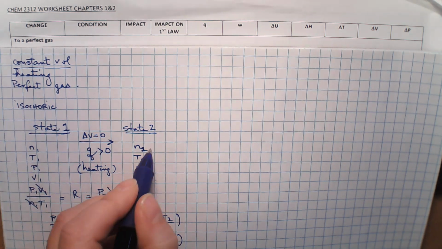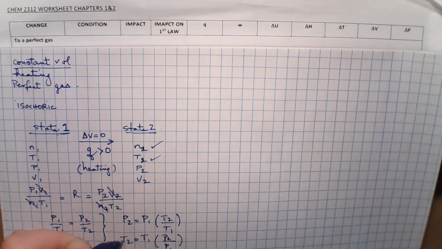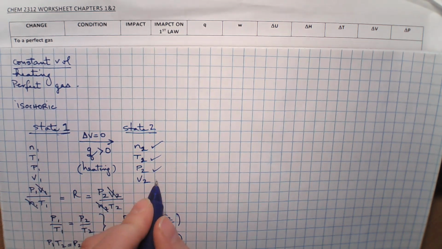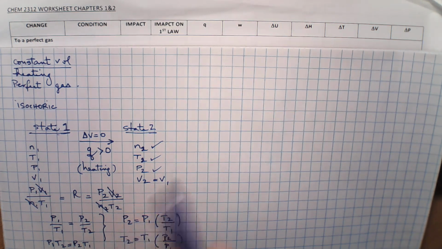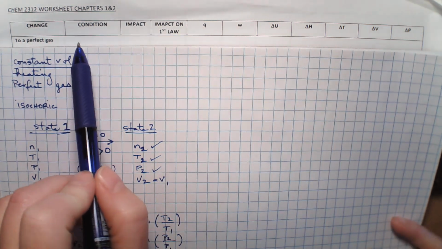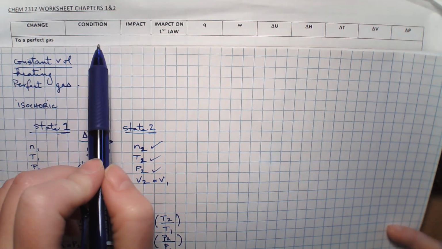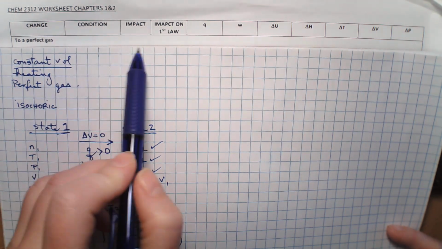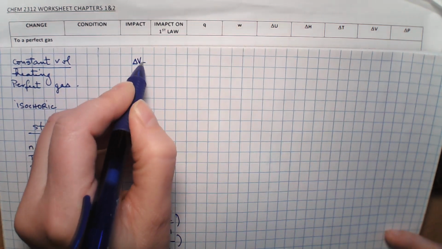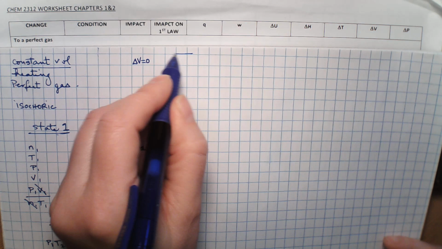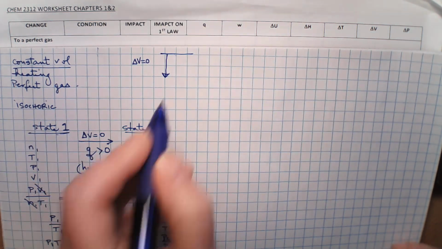So it's closed, so I know this. I have a formula for T2, I have a formula for P2, and I know that V2 is equal to V1 because it's constant volume. So I'm looking at the condition. The condition was constant volume, or isochoric. The impact, of course, on that is that delta V is equal to 0. But what is the impact on the first law? So let's come down here and do that.